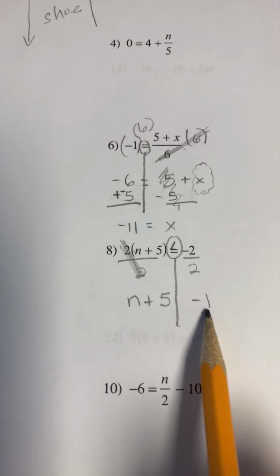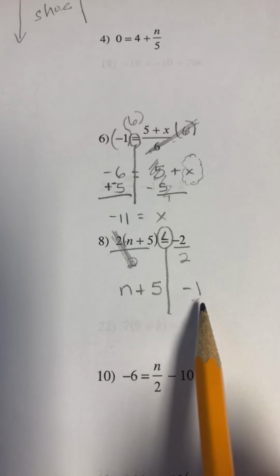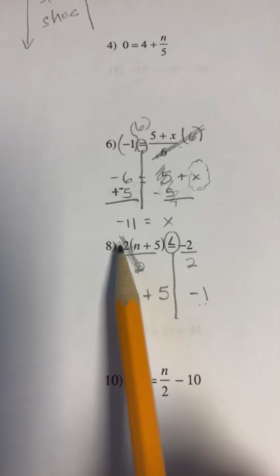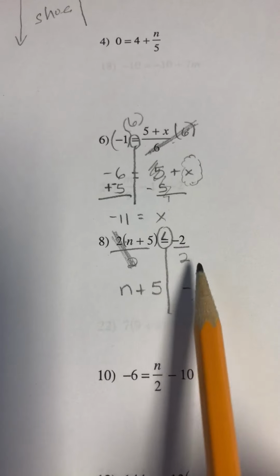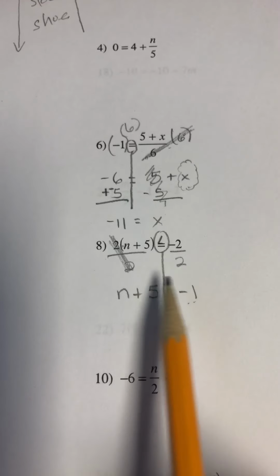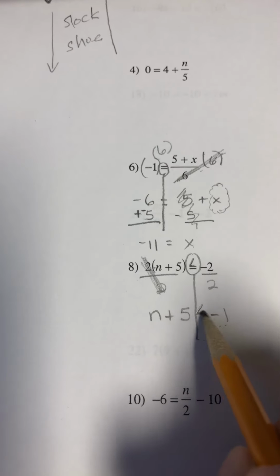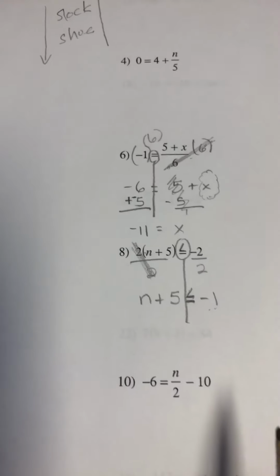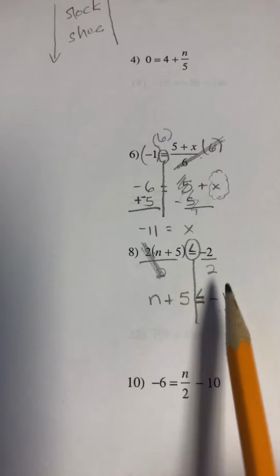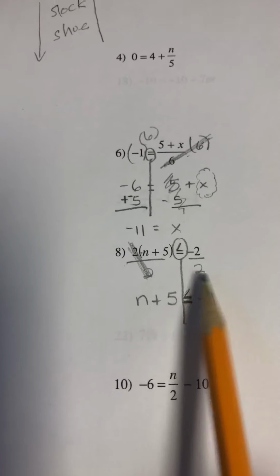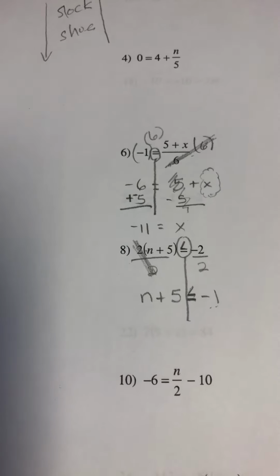Now folks, I know that the answer on this side here is a -1, but all I did as far as my operation is I divided by a +2. So I am not going to flip my sign. It is still less than or equal to, because I didn't divide or multiply by a negative number. I actually divided by a +2.